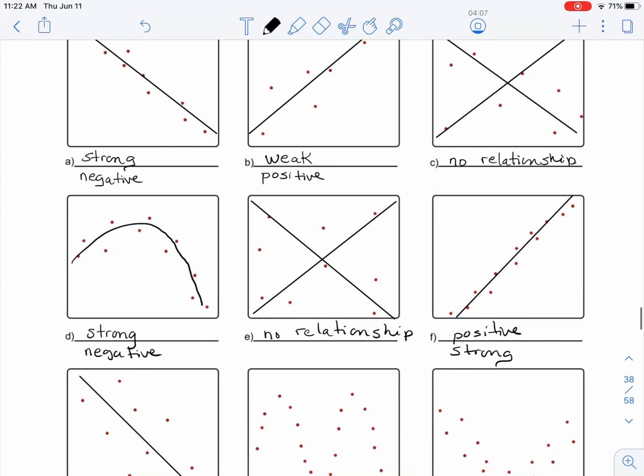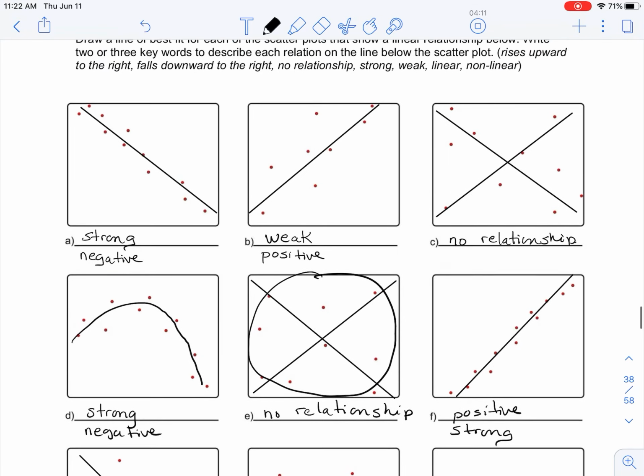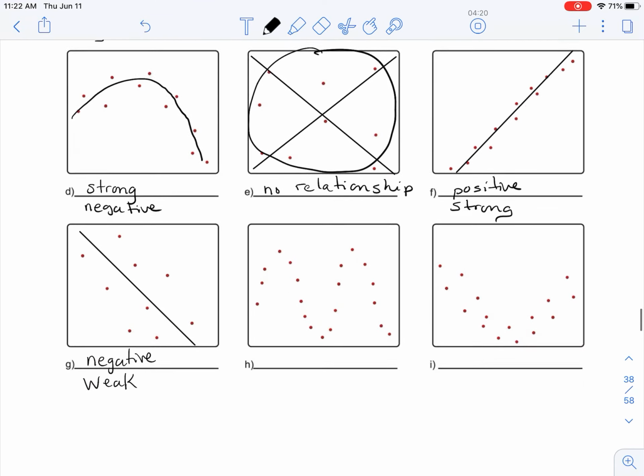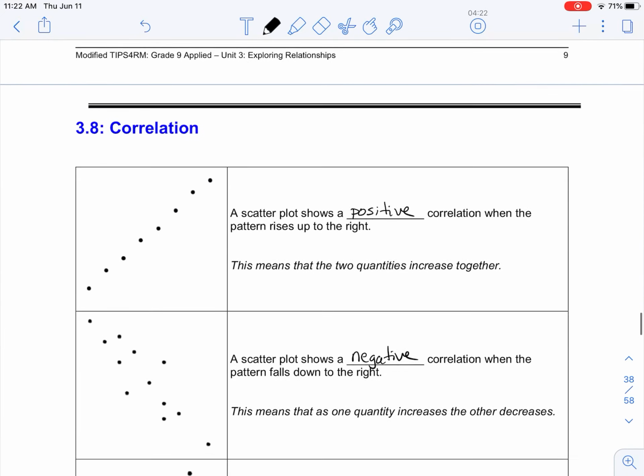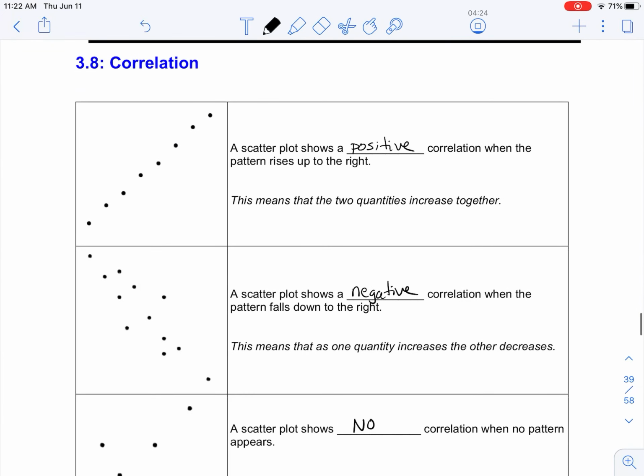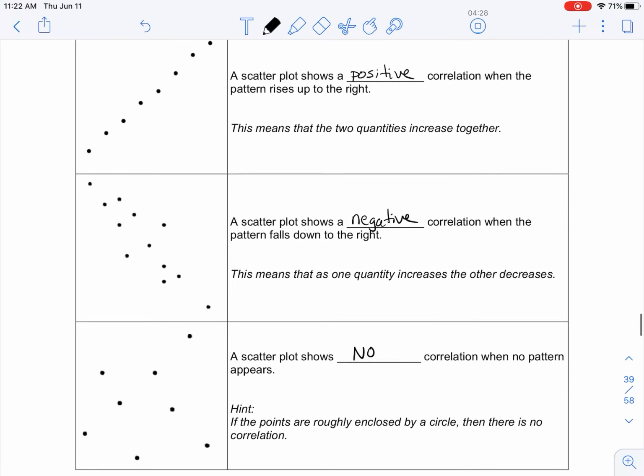So going back to what I was saying up here, if you could kind of make that X, what they're saying is that you could draw a circle around that. So you can think of it as you can make an X, or you can draw a circle around it. That would be a good indication that it is no relationship there. Okay, so again, just some tips there.